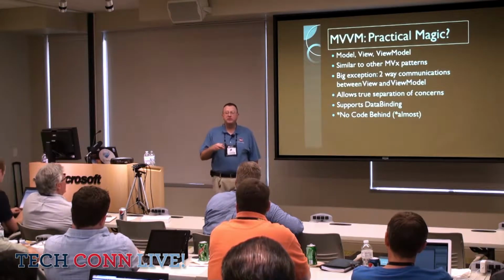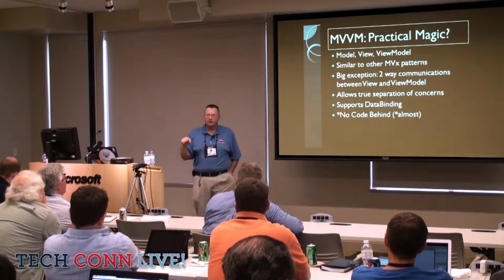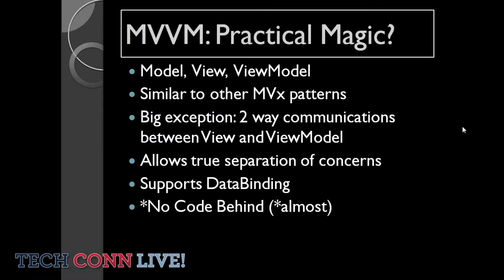Where MVVM differs is that you have two-way communication between the view and the view model. So it allows us to do things like data binding in a really effective way and pass information without constantly going back through this loop and constantly recycling. So that's sort of at the core of what we're going to talk about today. Two-way communications, true separation of concerns, supports data binding.